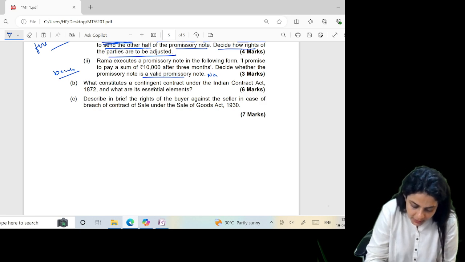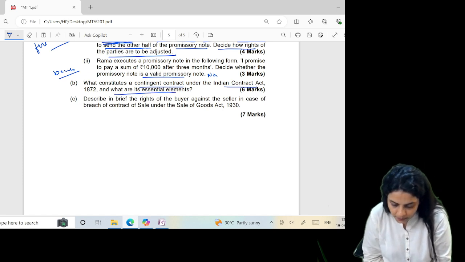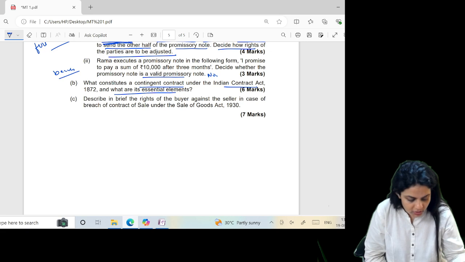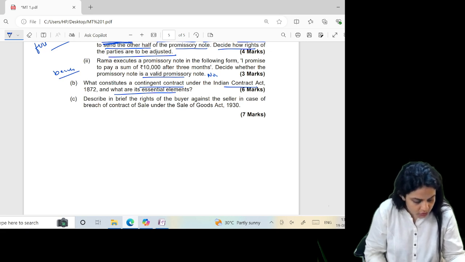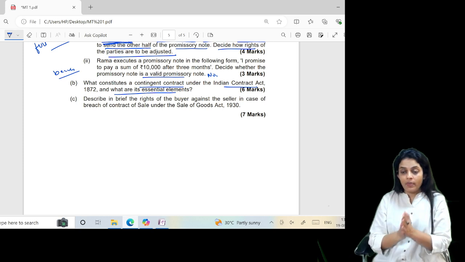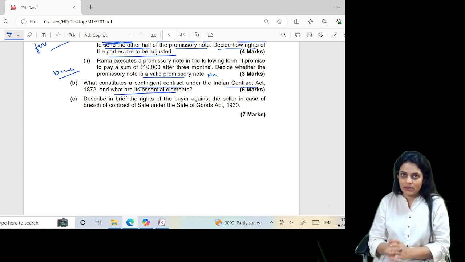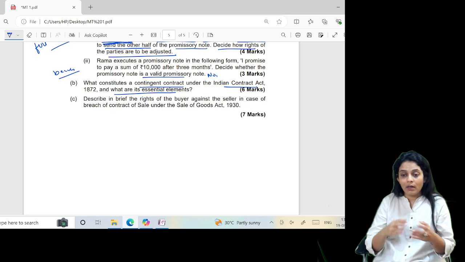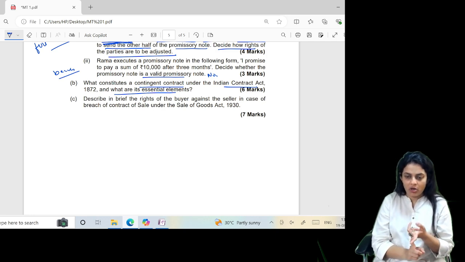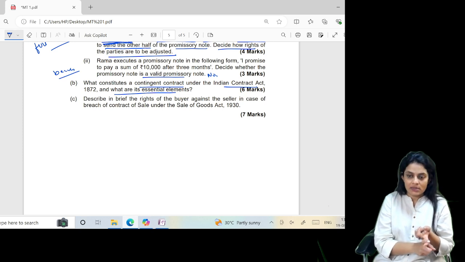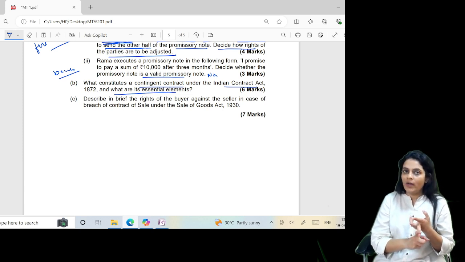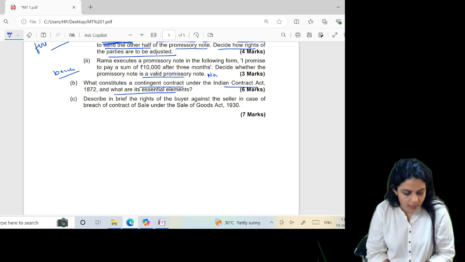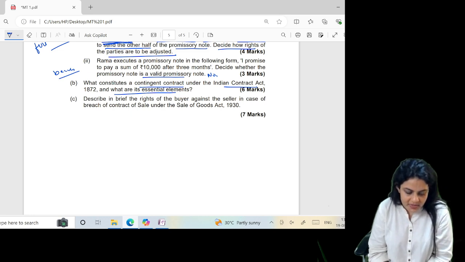What constitutes a contingent contract? What are its essential elements? So, a contingent contract is a contract to do or not to do something on the happening or non-happening of a future uncertain event. So, what are the essentials of a contingent contract? It is always dependent on a future uncertain event. The event must be a collateral event and it is never dependent on the will of the promisor.